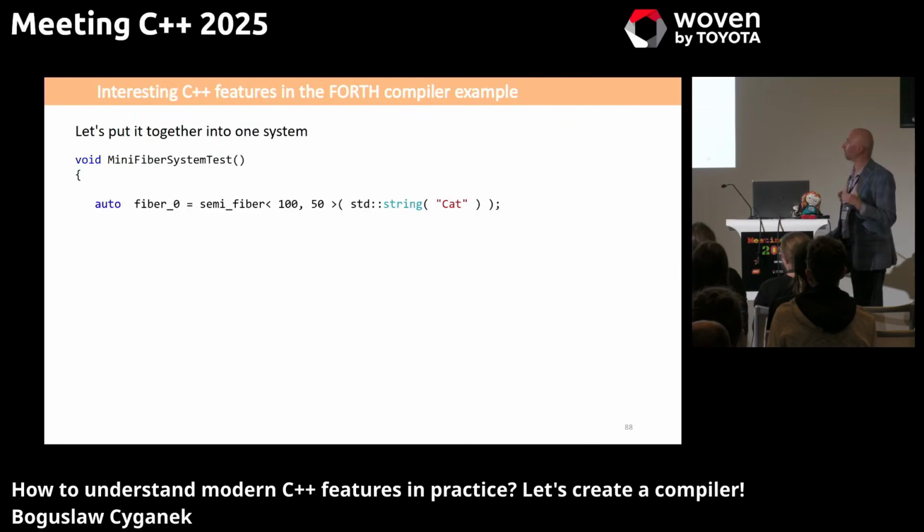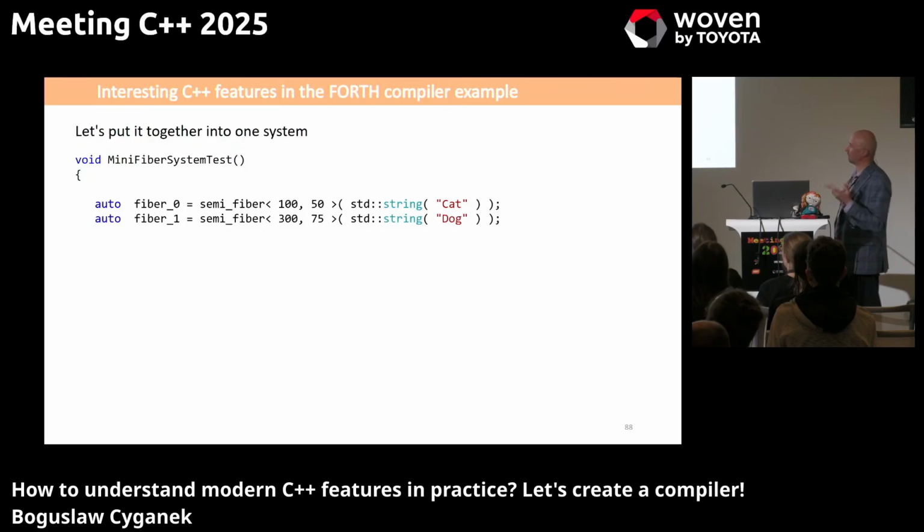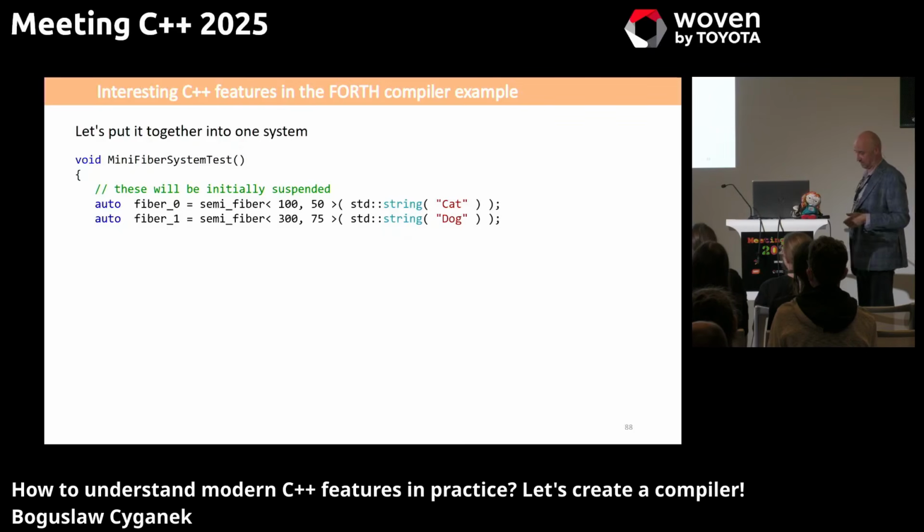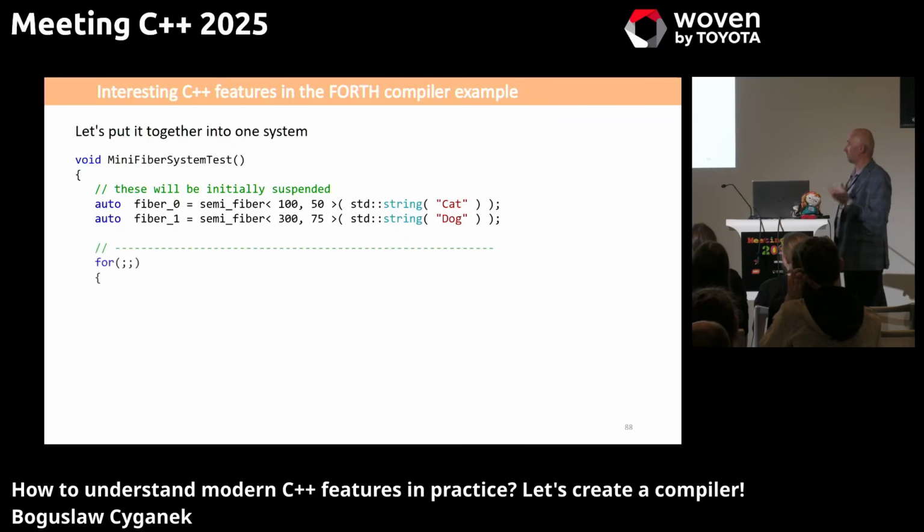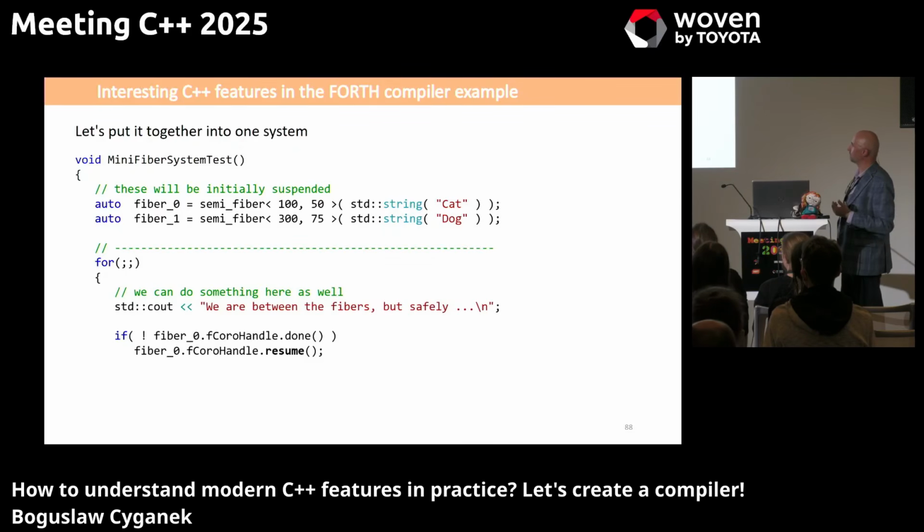So how does it work? Let's put this all together. We create two fibers with some parameters, and we say, okay, first fiber, 100 runs, and 50 milliseconds per each time slice. And the second has 300. Dog is longer and it has a longer time, so it is probably a more important task in my system, fiber 2. Second, fiber 1. Okay, so what we do, if not done, we resume it.